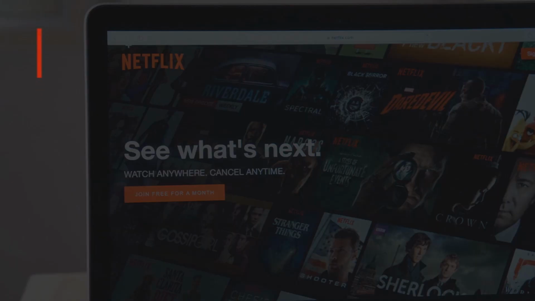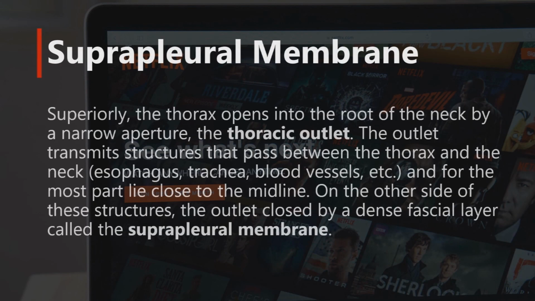Now we'll tackle the suprapleural membrane. Superiorly, the thorax opens into the root of the neck by a narrow aperture called the thoracic outlet. The outlet transmits structures that pass between the thorax and the neck, and for the most part lie close to the midline. On either side of the structures, the outlet is closed by a dense fascial layer called the suprapleural membrane.